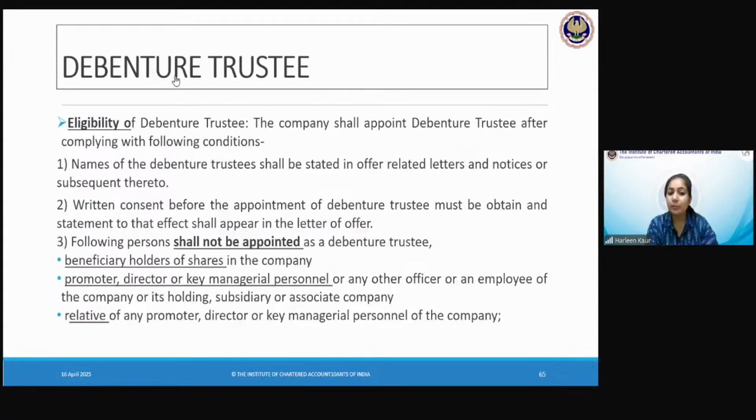After that, eligibility of debenture trustee. Who will be appointed as a debenture trustee? The written consent has to be taken from that person. Now, quickly, let's run through the 7 exceptions that we have done. 7 exceptions, those who cannot be appointed as the debenture trustee.